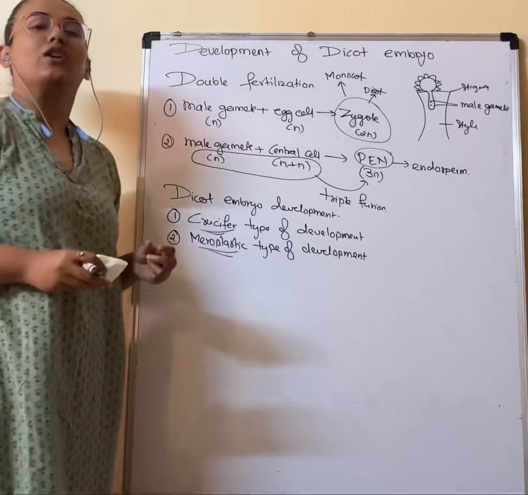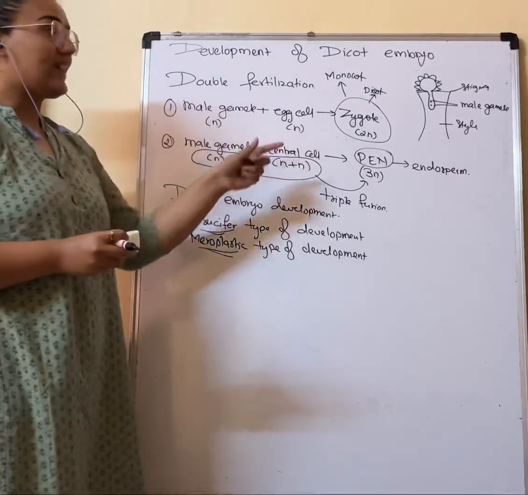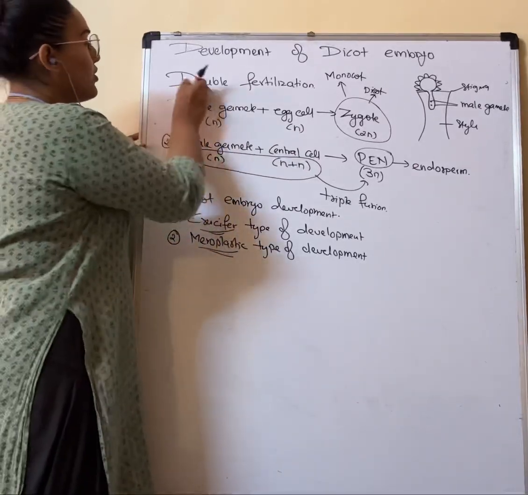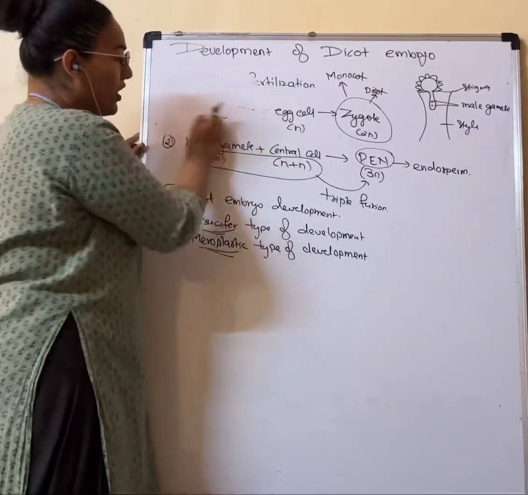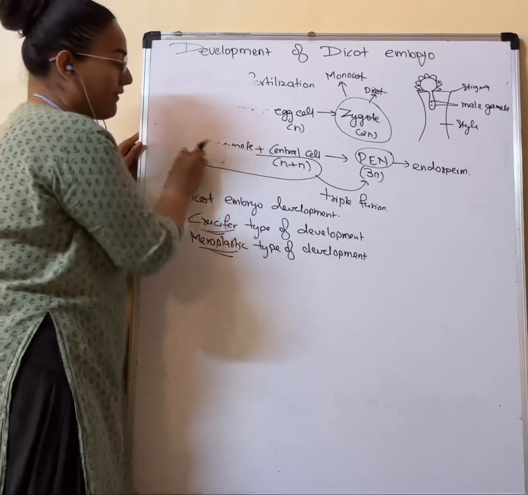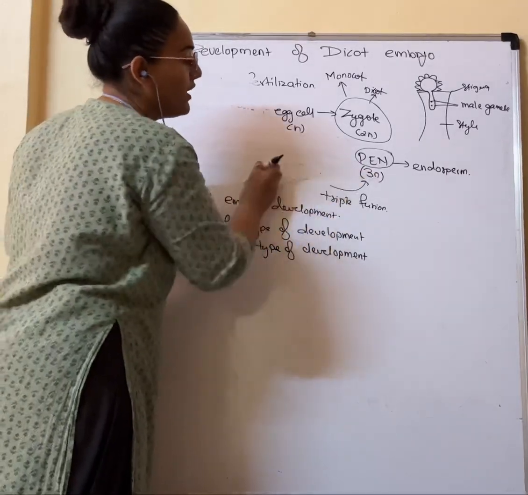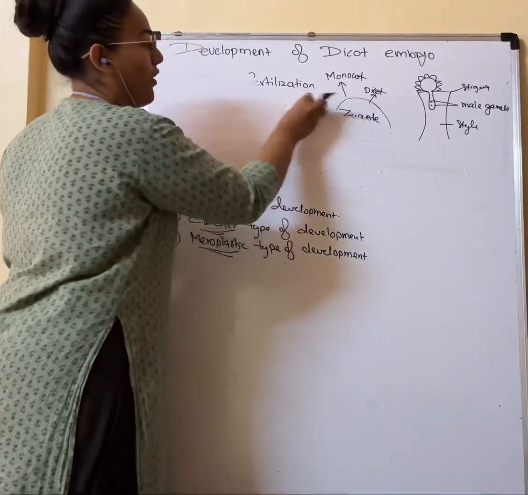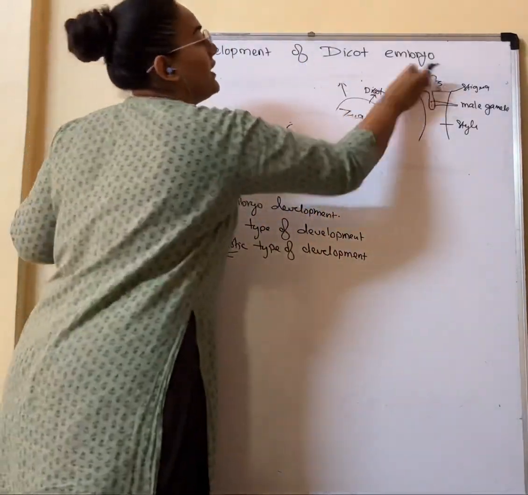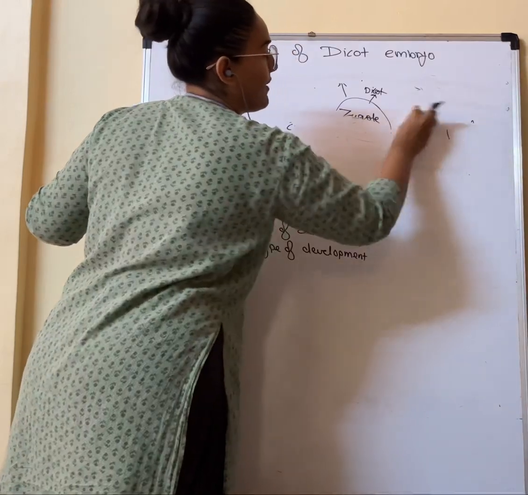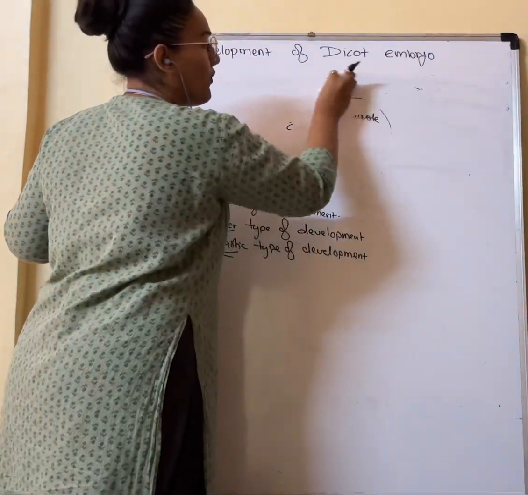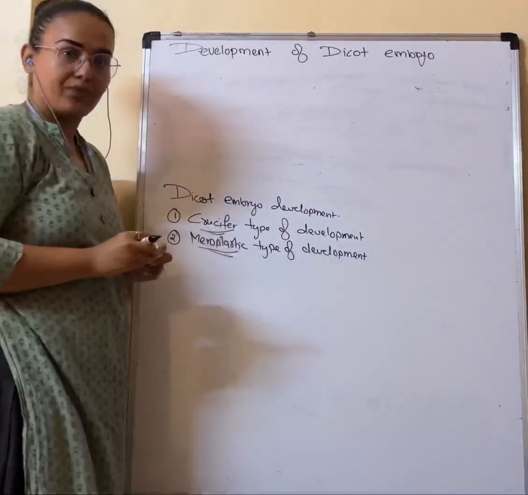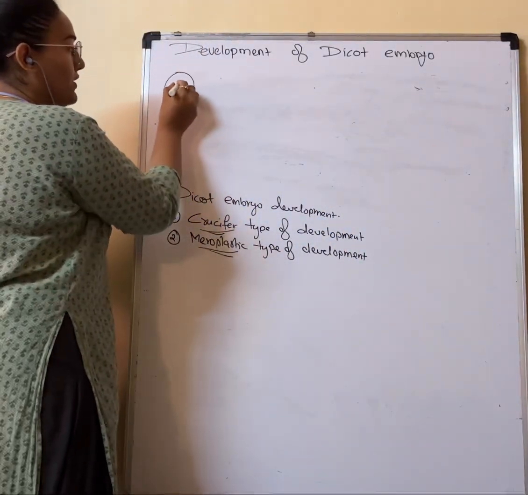Now let's start with the development of the zygote into a dicot embryo. The zygote is a 2n condition, which is the product of fertilization, after the fusion of male and female gametes. So over here, for the first step, what is going to happen? We have a zygote.